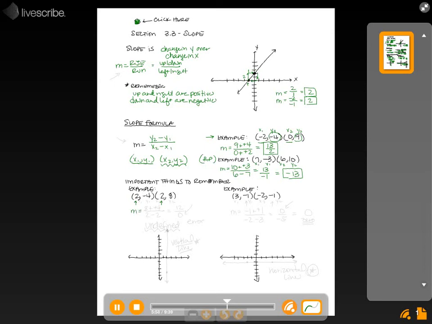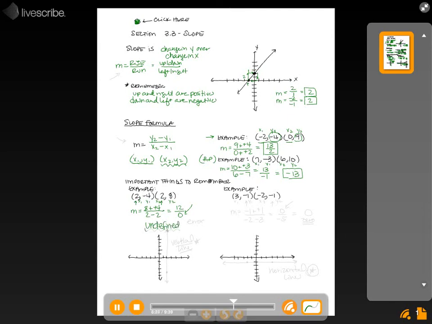M equals y2 minus y1 over x2 minus x1. So 8 minus negative 4. Let's go ahead and change those, make it positive. And then 2 minus 2. So we get 12 over 2 minus 2 is 0. Now this is what I want you to notice, that 0 is in the denominator. It's on the bottom. And when that happens, the slope is undefined.